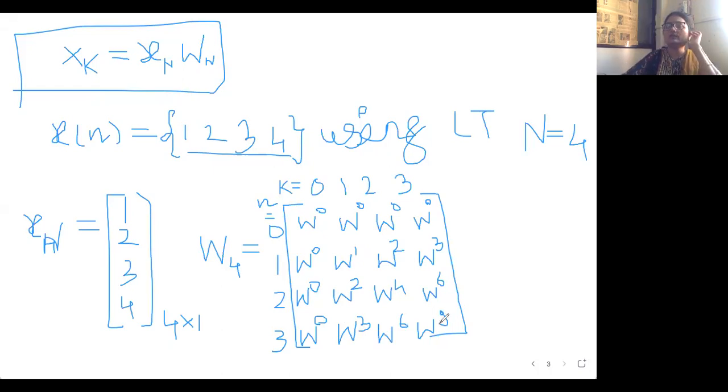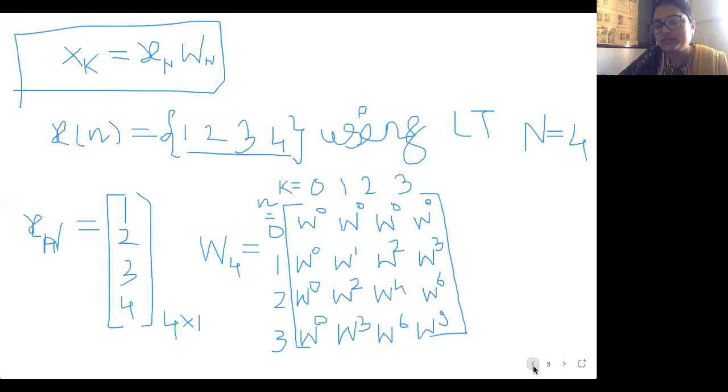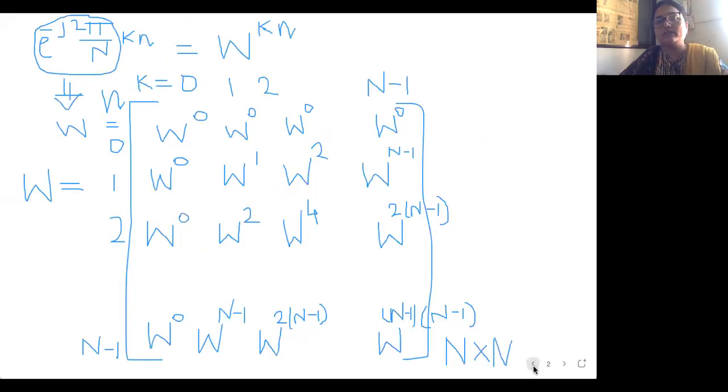Now, next what will we do? We will try to find out this exponential part, or these W values. So in the next slide, we will find out. Now, the first value I observed is W raised to 0. So we will substitute here. What is the value of W? We have written it here. What is the value of W?